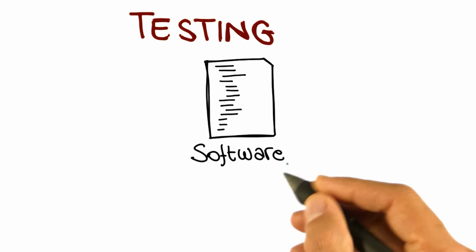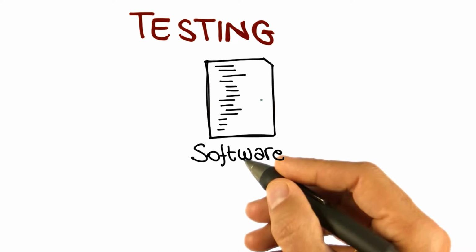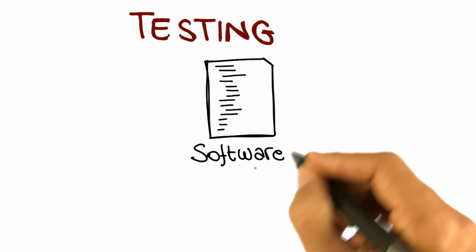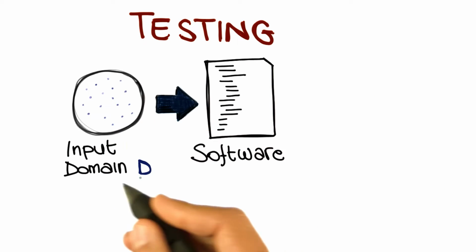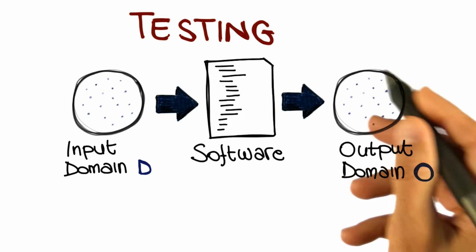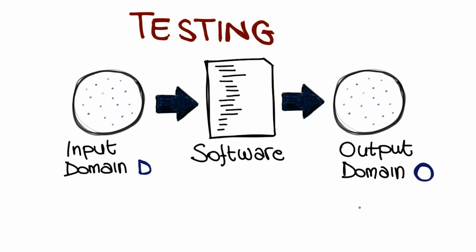Testing a software system means exercising the system to try to make it fail. More precisely, let's consider a program, its input domain, which is the set of all the possible inputs for the program, and its output domain, which is the set of all the possible corresponding outputs. Given this context, we can define what a test case is.